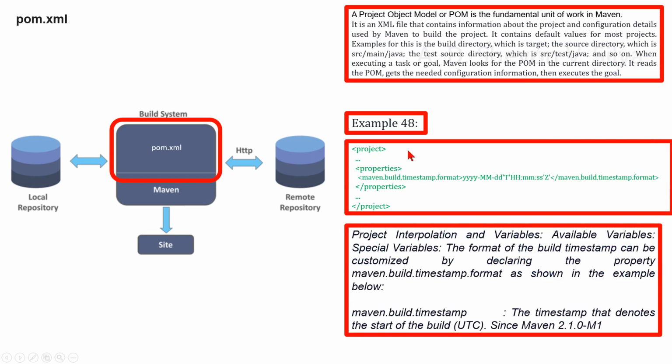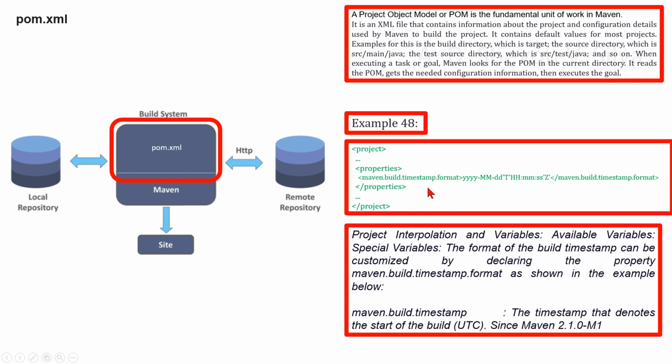Now we are considering special variables and available variables in project interpolation and variables. Here the format of the Maven build timestamp can be customized by declaring the property maven.build.timestamp.format as shown in this example.